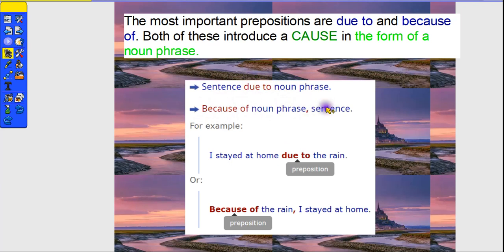Okay? For example, I stayed at home due to the rain. You see, no commas in this case. But if we use because of, we are reversing the order, so we must use a comma. Because of the rain, I stayed at home. Remember to use the comma.